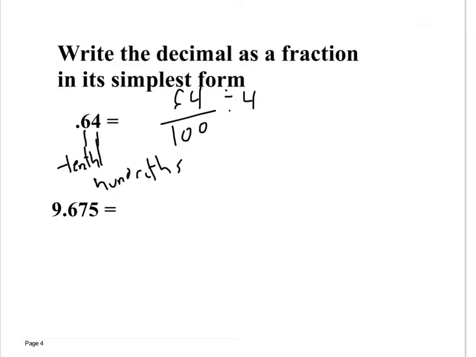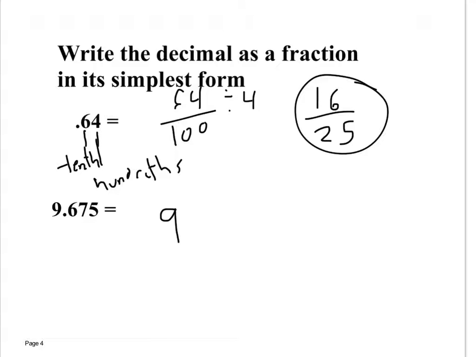I want to take out the largest number I can, so I divide both of these by 4. 64 divided by 4 is 16. 100 divided by 4 is 25. I can't reduce that one, so there's my answer. 9.675. The whole number, the number to the left of the decimal, we leave. We're going to write this as a proper fraction, and I write 675 over what? 1,000, because the 5 is in the thousandths decimal place.